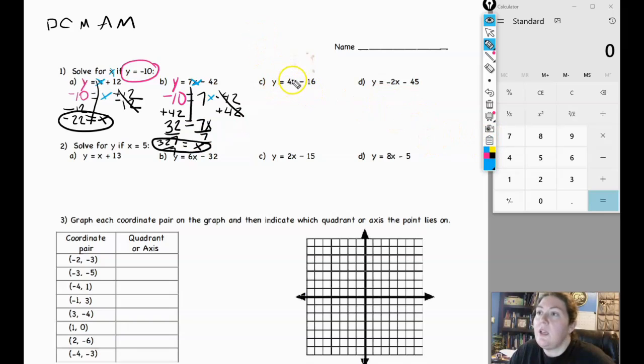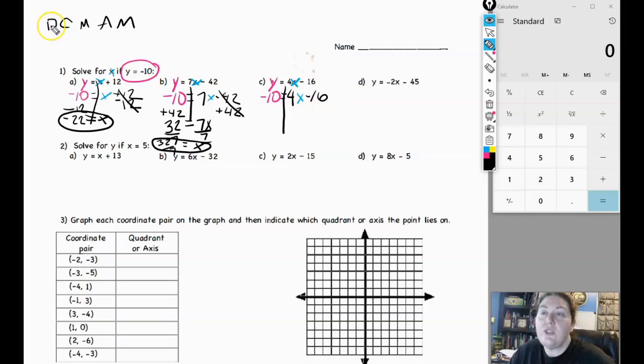letter C. Again, I'm solving for x, trying to make Mr. X happy. Everywhere I see a y, I'm going to substitute in a negative 10. So let me rewrite that. So here's my equation. Now it's a plain Jane equation that I know how to solve.